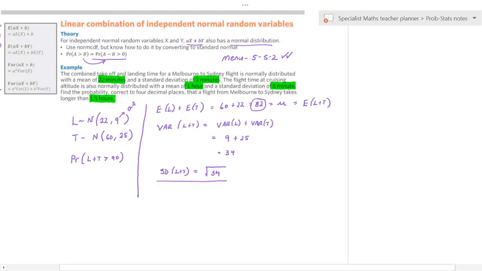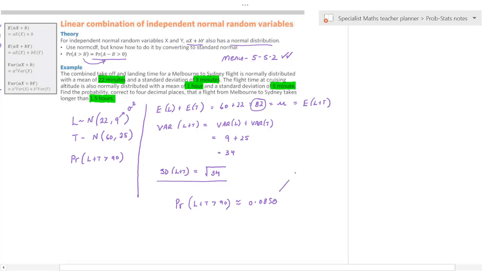Well, let's state an answer. I think it's right. But I told you I'm going to make some mistakes here. But let's actually write it out as this. The probability that L plus T is greater than 90, and it says here correct to 4 decimal places, is approximately equal to 0.0850. Okay. And that's all she wrote.